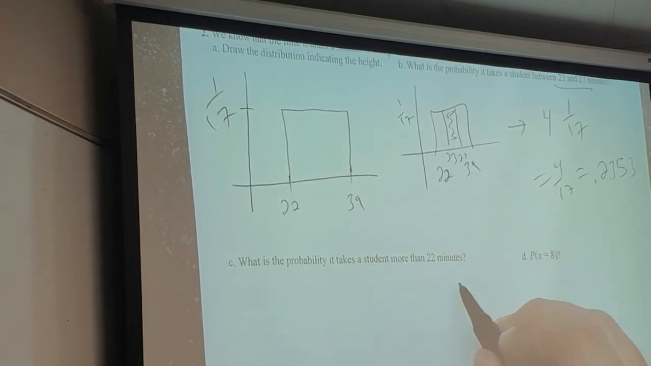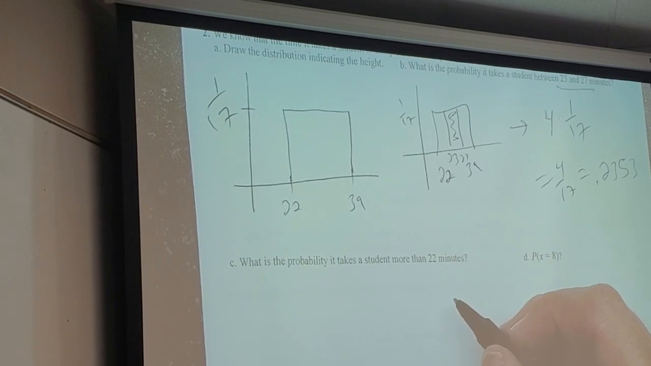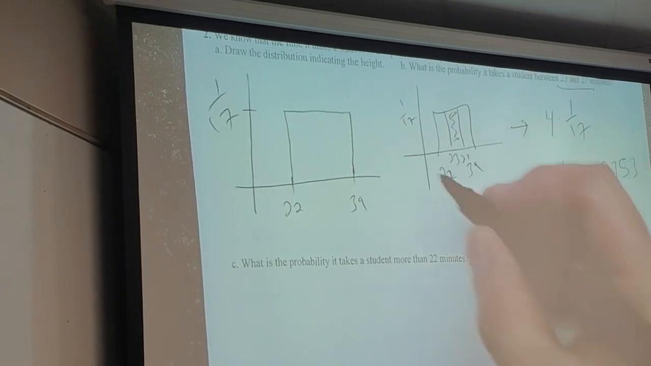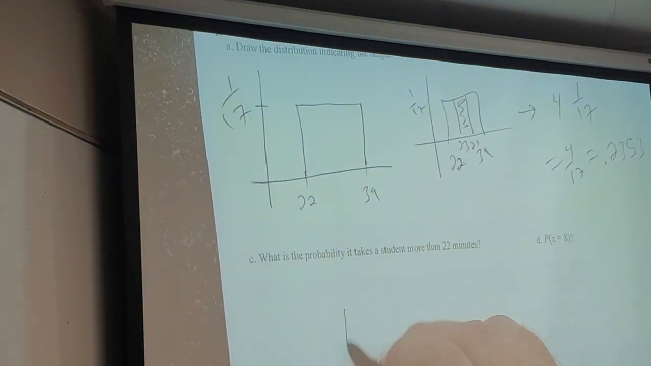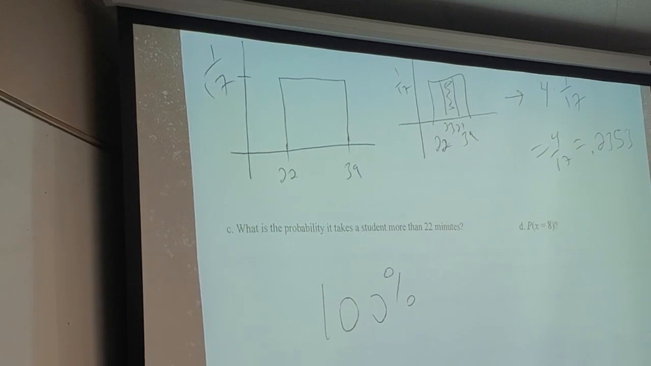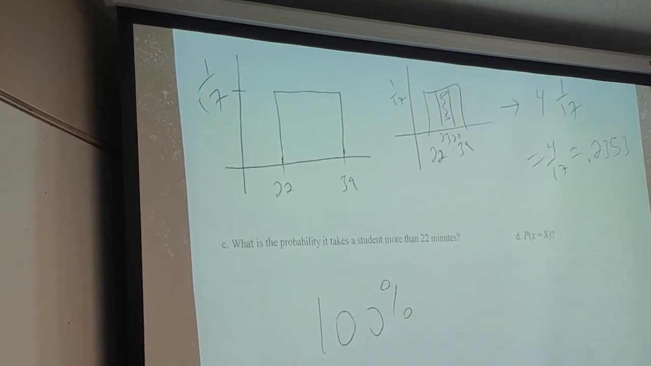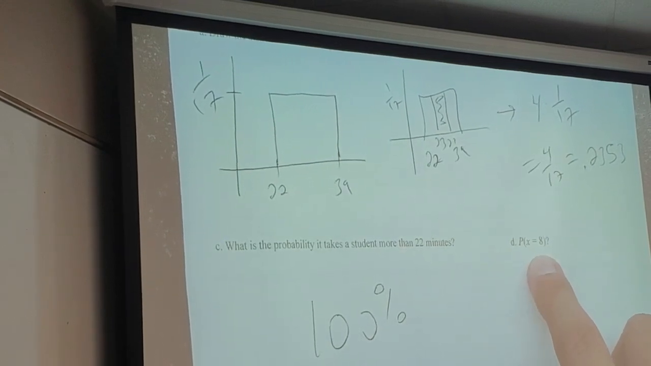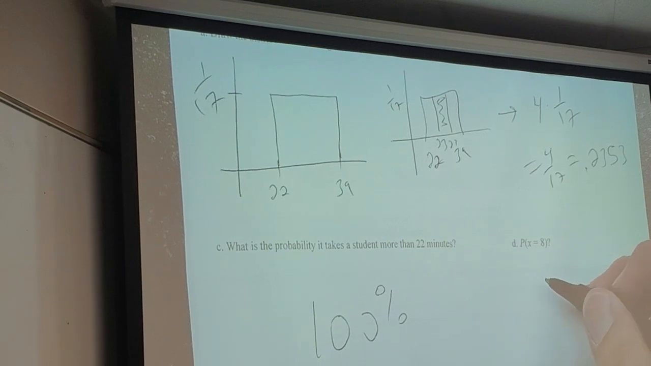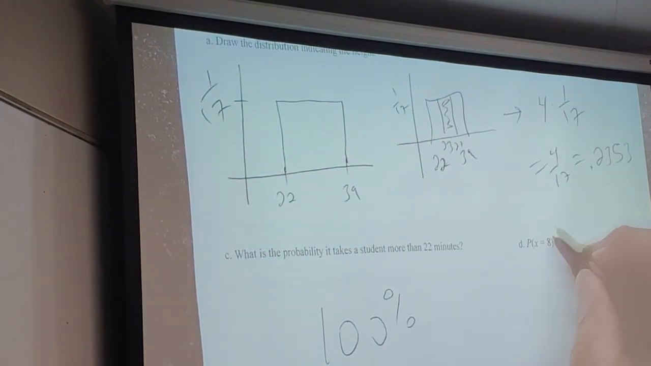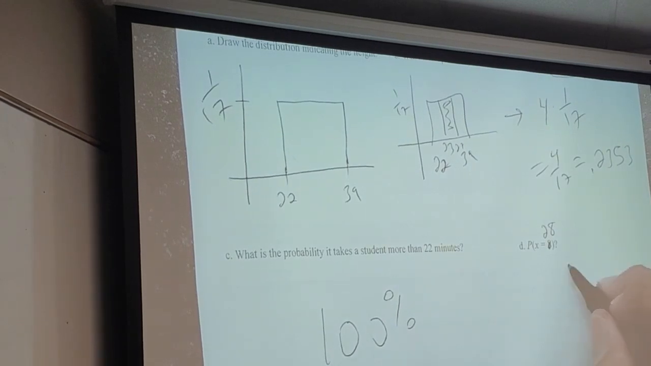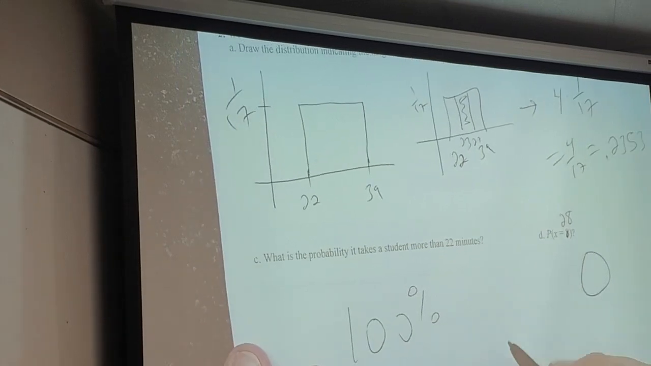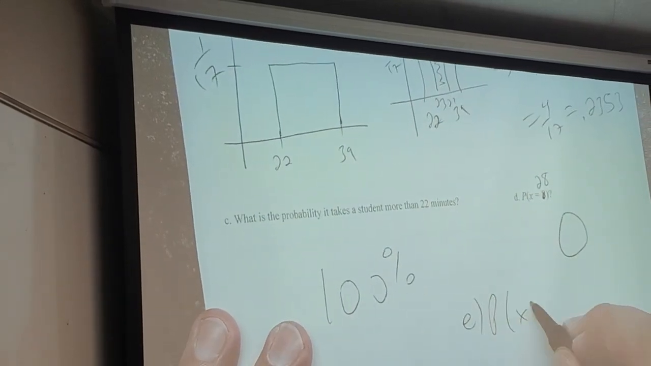What's the probability a student takes more than 22 minutes? 100%. Yeah, if you shade everything that's above 22, don't you shade the whole thing? 100%. Kick ass. And then the probability X is 8 is 0 for 2 reasons. I didn't really pick a great number, but oh well. 8's not even in here, so it didn't even have a chance. But even if this was x equals 28, it would still be 0, correct? Because there's no area to that. I like it. Let me throw in one more question. X greater than 37.